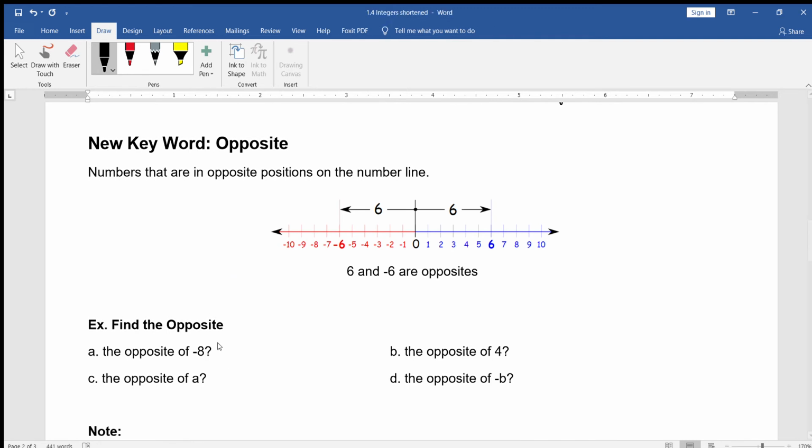So let's start. What is the opposite of negative 8? 8. What is letter B? What is the opposite of 4? Negative 4. Opposite of A? Negative A. And the opposite of negative B is simply B. And that's basically it. You're just going to switch the signs.